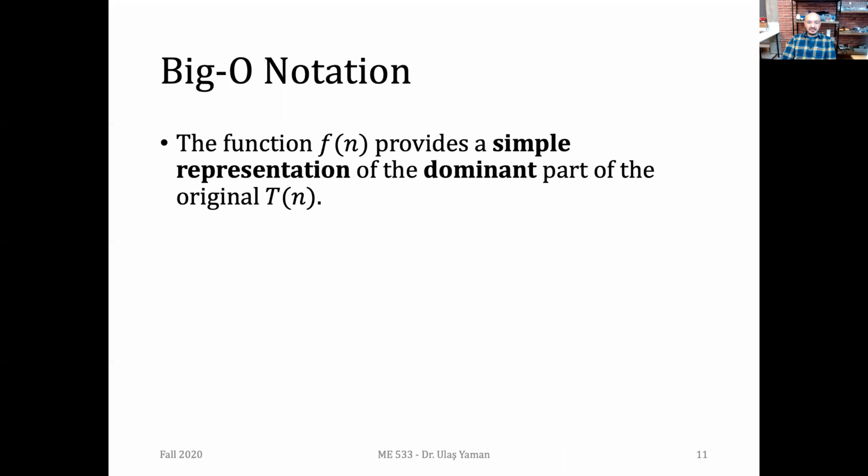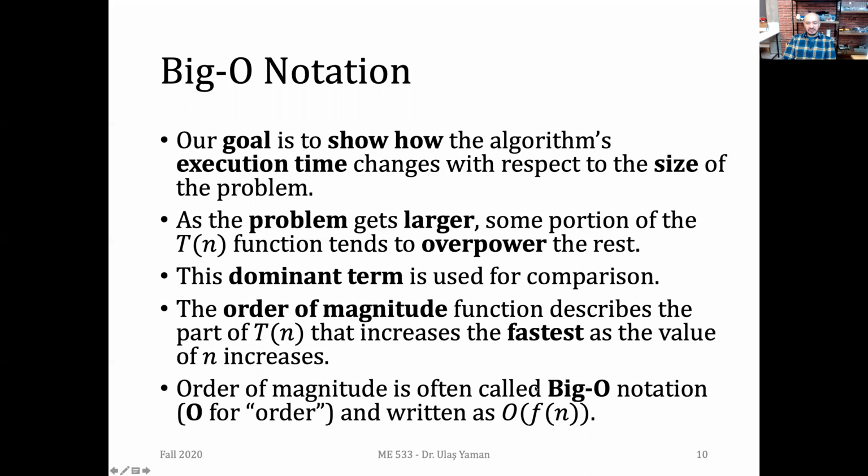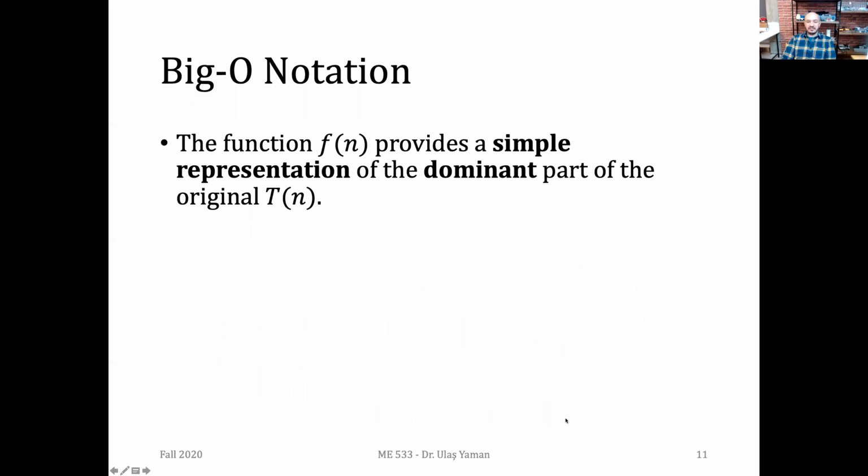So this will give us actually the most dominant part, as I mentioned here. F of n is always the most dominant part of this T of n function. And by using the implementation, you can easily write the T of n, and then f of n will be equal to the most powerful part of your T of n function.